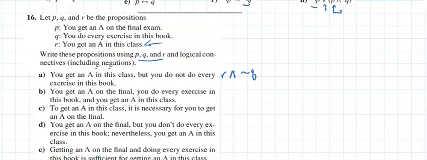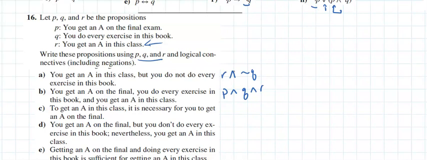In B, you get an A on the final. That's really P. You do every exercise in the book, so this is an AND, and you get an A in the class. That's R.